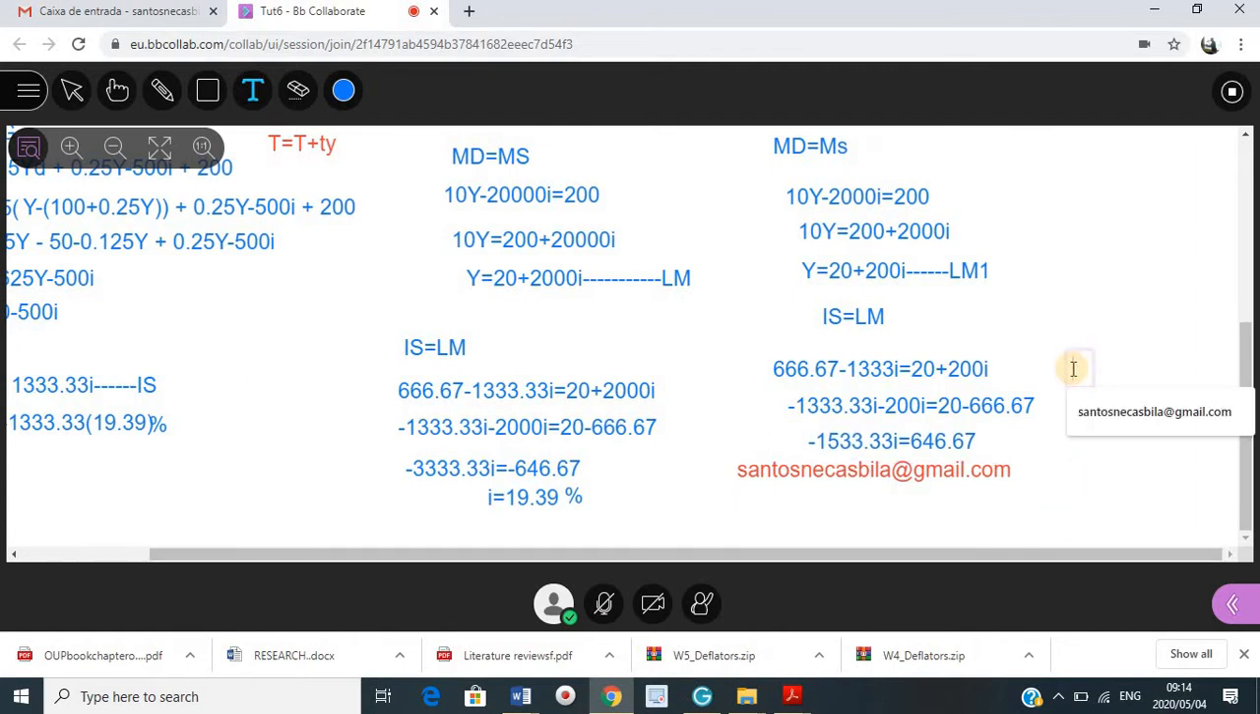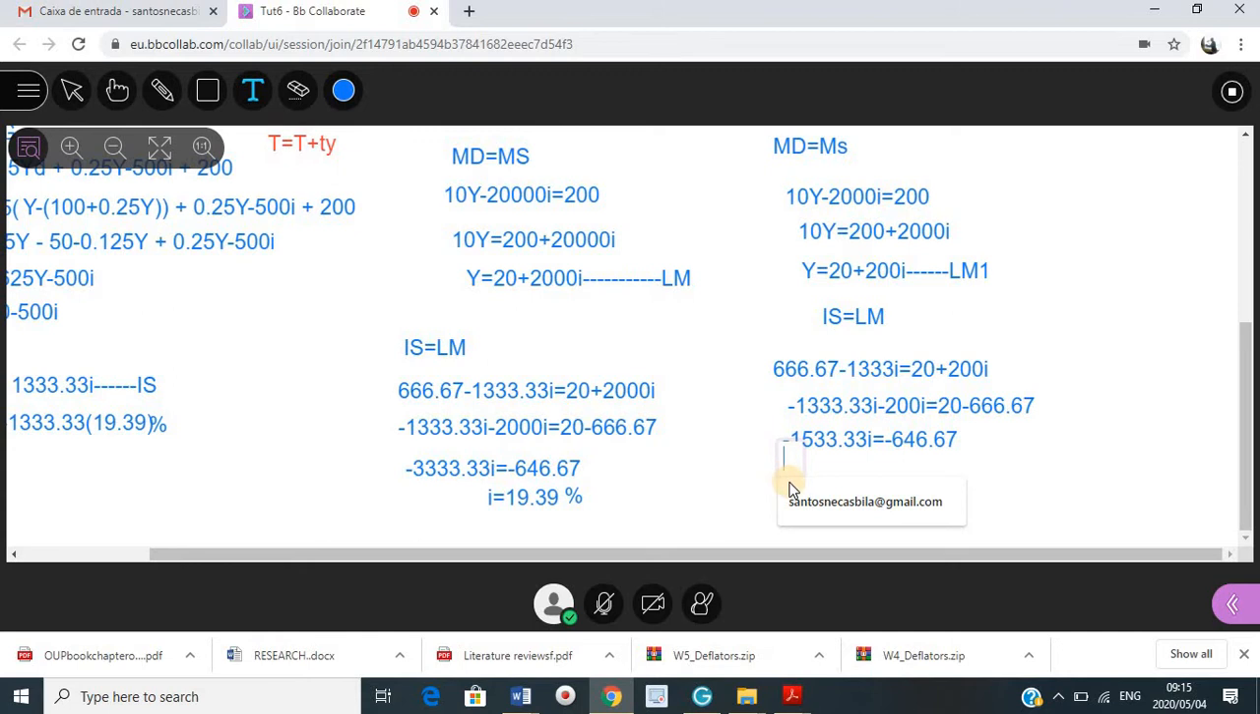I'm just going to push this here. So we're going to say that this should be minus. This should be minus. Okay, I'm just going to remove this. As well, I'm going to remove this. So very good. This is going to be equal to minus 1533.33I equals to 646.67, right? Once again, this is minus. Very good. So we are just going to divide this.